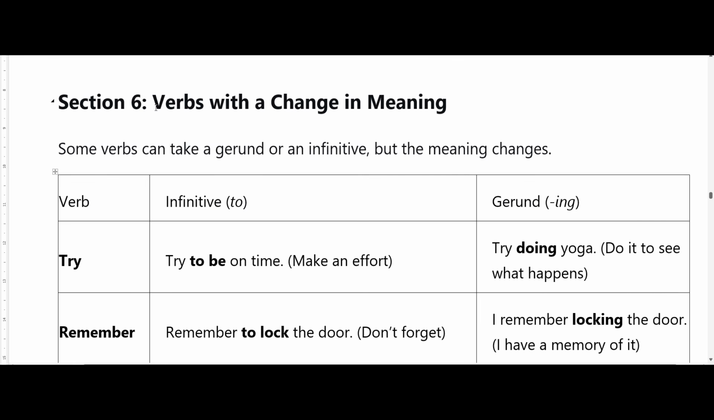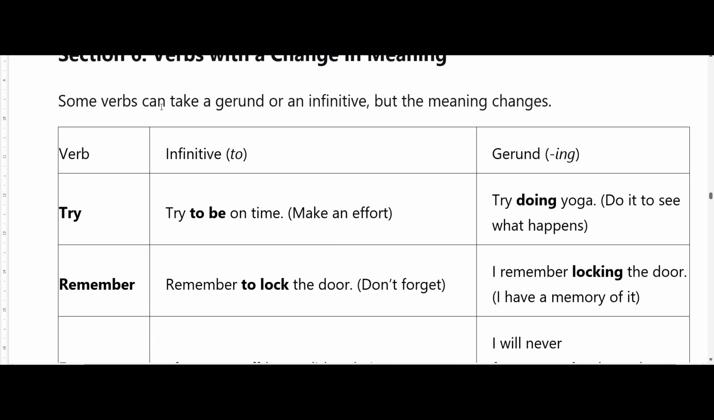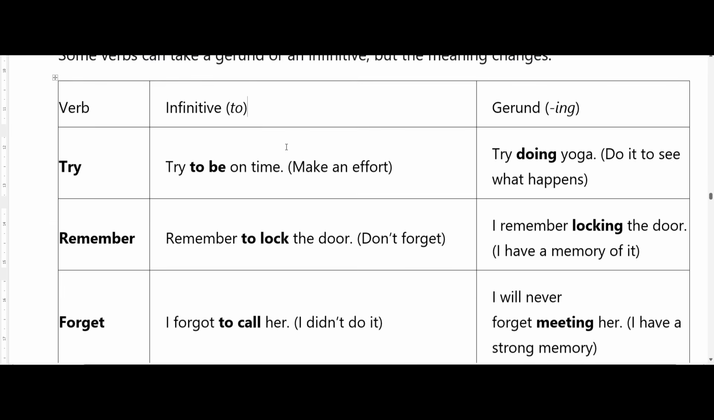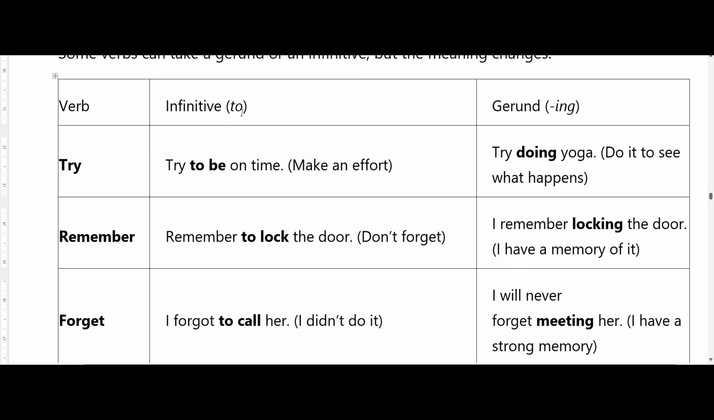And finally, section 6, verbs with a change in meaning. That's a tricky one, because some verbs can take a gerund or infinitive, but the meaning changes. Let's see. Verb try, infinitive with to. Try to be on time, like make an effort. Do it with an effort. And gerund, it's like try doing yoga. Do it to see what happens, like test an idea. Just test it. Maybe it works, maybe it won't work. We don't know, just test it.